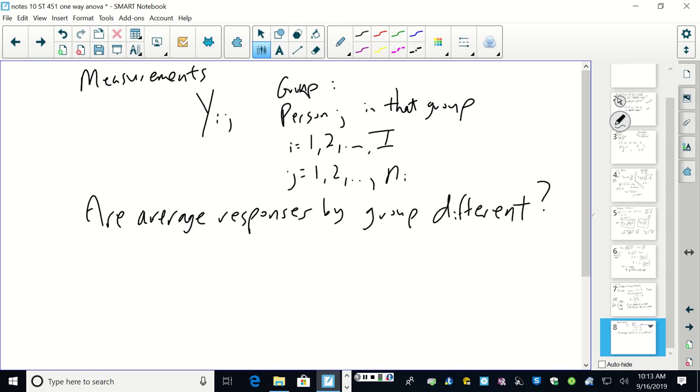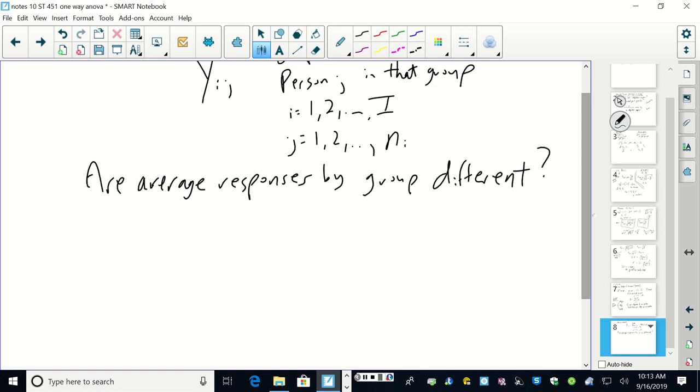So we can do some graphical things. It's always good to look at your data. Graphical: side-by-side box plots.